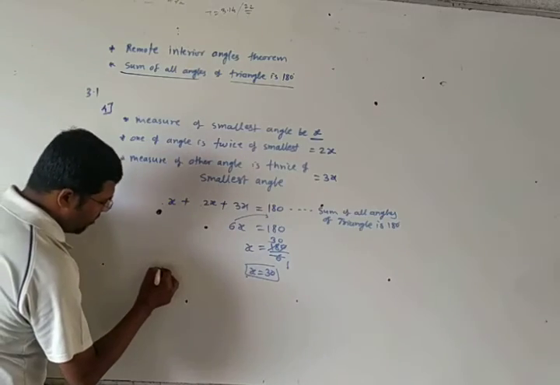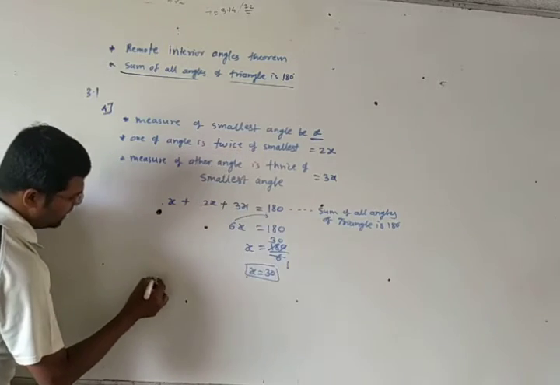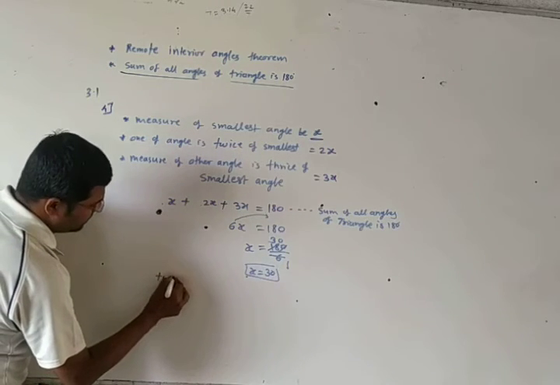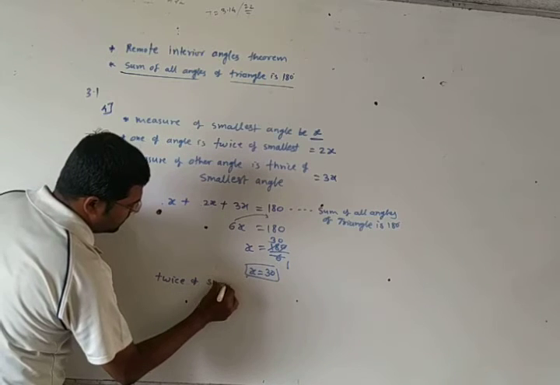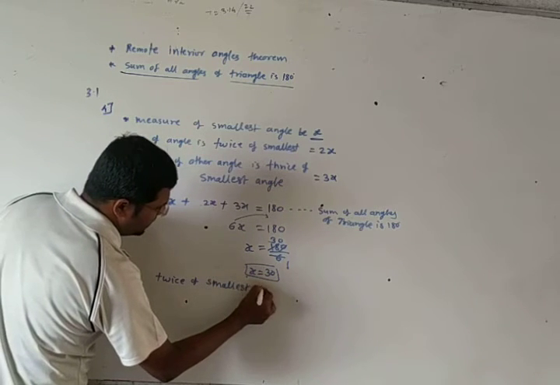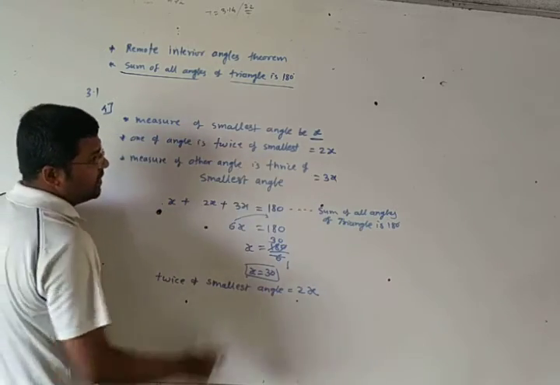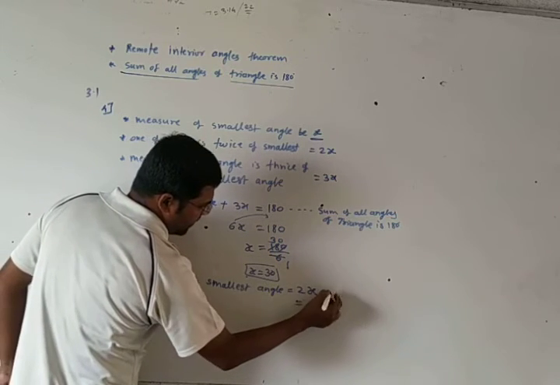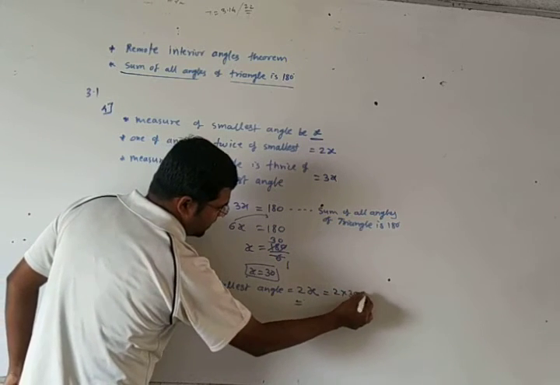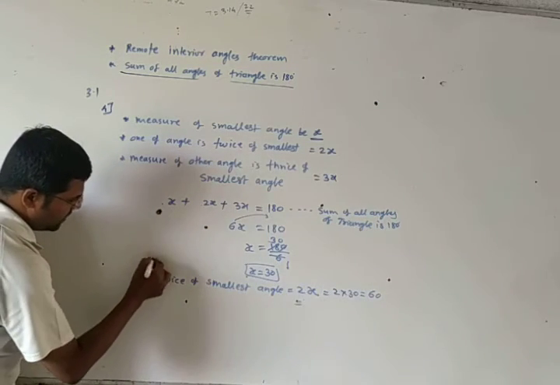Right here, smallest angle. Okay. Now the twice of the smallest angle is 2x, and the value of x is 30. So right here 2 into 30, 30 twos are 60. Okay, here is the second angle.